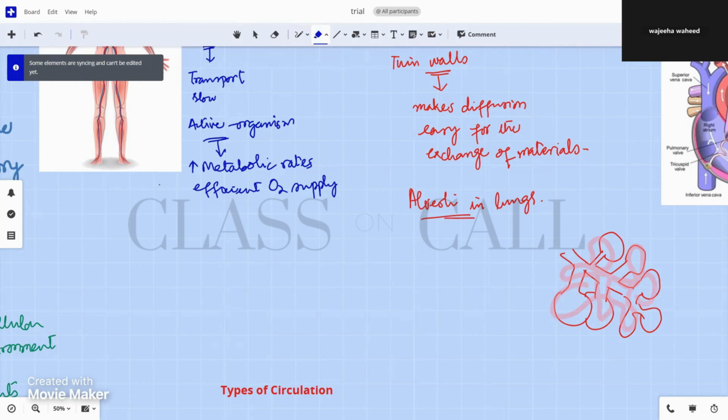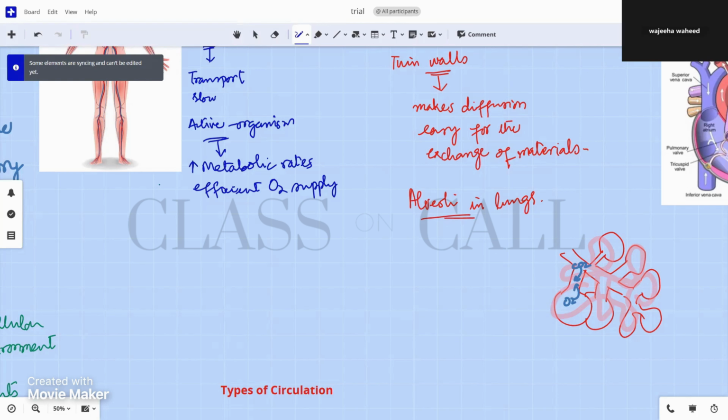These are the sites where the gaseous exchange happens, right? Inside the alveoli we have oxygen gas, and inside the blood vessel we have carbon dioxide gas. From these capillaries, the carbon dioxide gas will transfer to the alveoli. And from the alveoli, oxygen will cross the thin walls of the capillaries and transfer to the blood, right? So this is how gas exchange happens across thin surfaces.